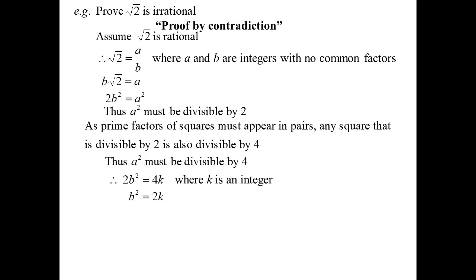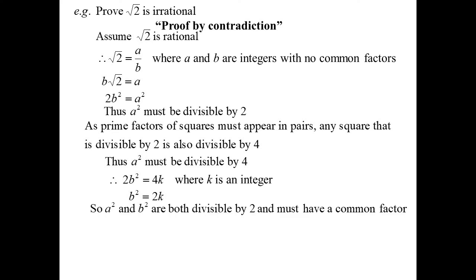So I could rewrite 2b squared as 4k, where k is some integer. Well, that means b squared is equal to 2 times k. Hang on, that's telling me that a squared and b squared are both divisible by 2. Well, if they're both divisible by 2, they have a common factor. But we said right at the start, a and b are integers with no common factor. So I've just contradicted myself.